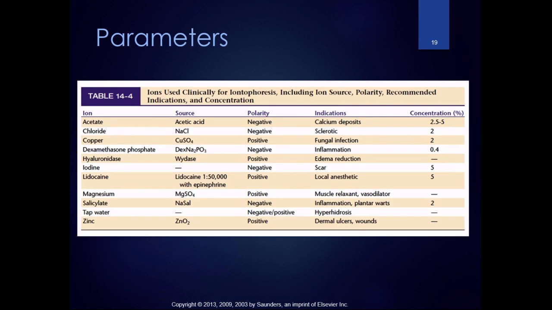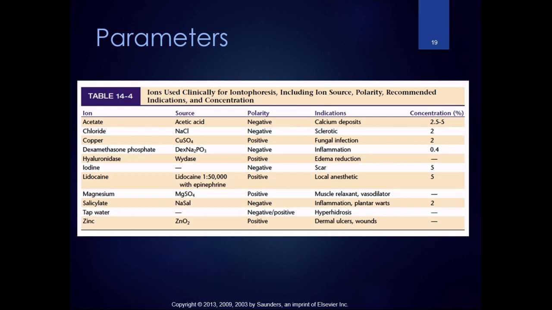So here's our little chart. Here's my favorite chart, that I have to look up dexamethasone every time we do it. It's negative, so we want to have it on the opposite electrode. And we will practice it. We're going to practice in the lab with water.